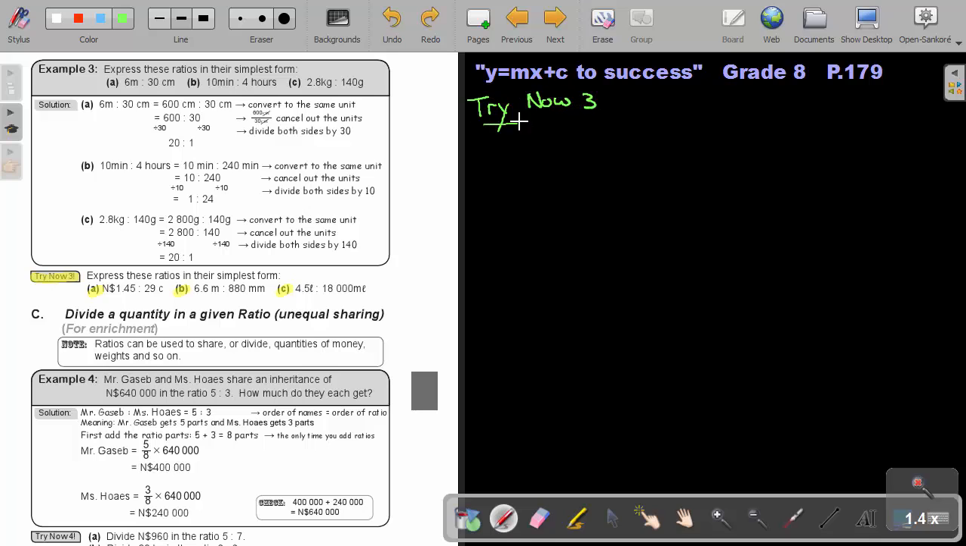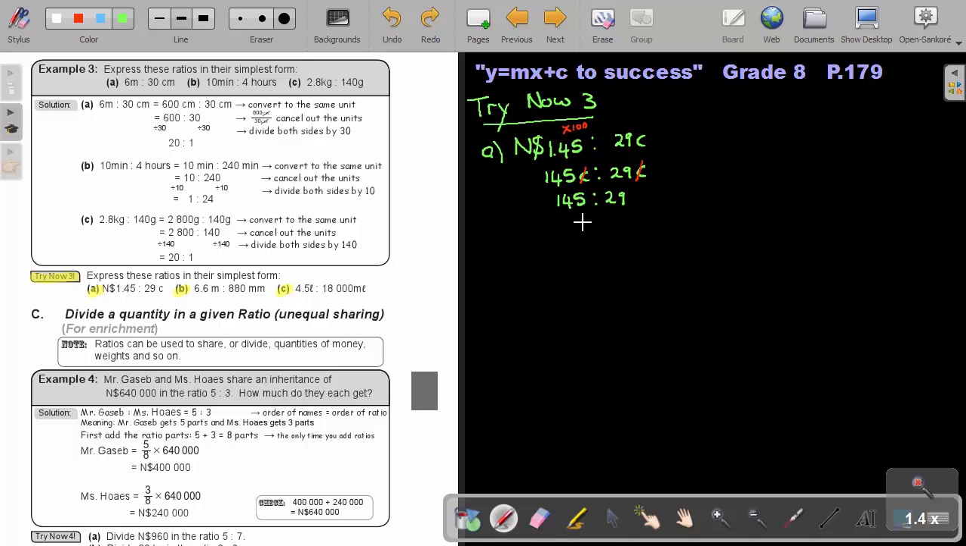Try now 3. Let's start with number A. Now, if it's dollar, this is easy. This is Namibian dollar 1.45, and this was 29 cents. So basically, I just make this cents by multiplying with 100. As soon as I multiply with 100, I'm going to get 145 cent to 29 cent. And now my units will cancel out. So basically, I'm having 145 to 29.